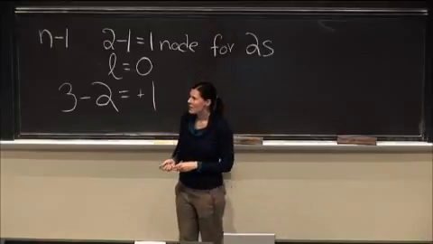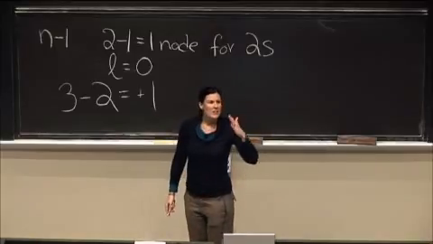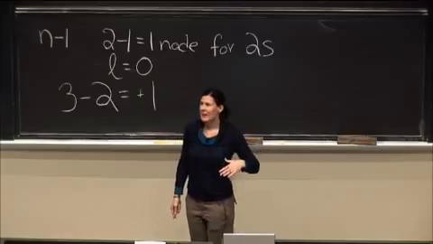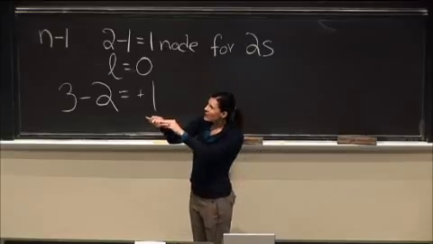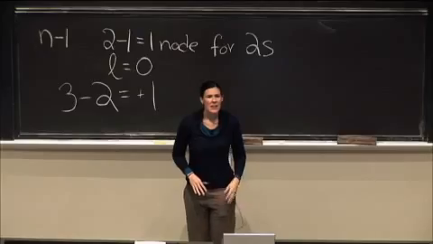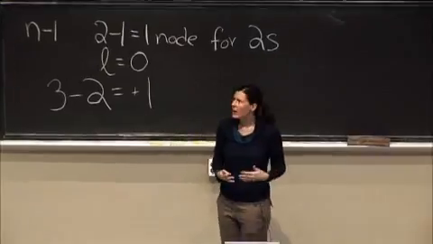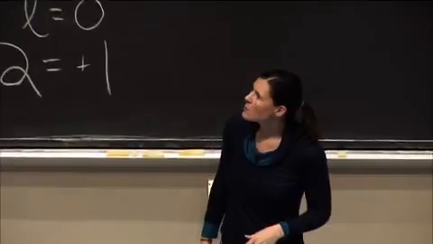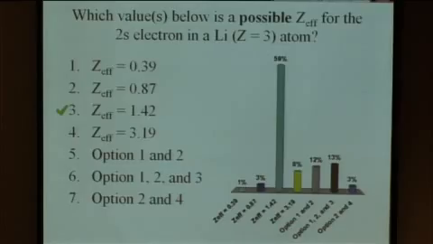So our minimum that we're going to see is that the smallest we can have for a Z effective is going to be equal to 1. So any of the answers that said a Z effective of 0.39 or 0.87 are actually not possible, because even if we saw total shielding, the minimum Z effective we would see is 1. And then I think it looks like most people understood that 4 was not a possibility.